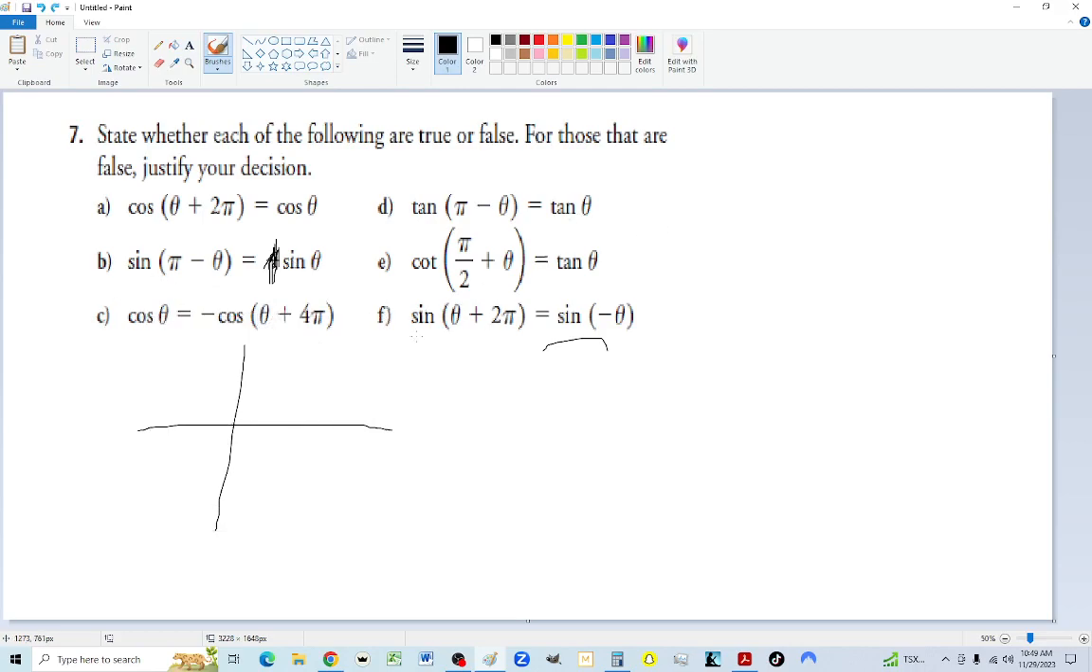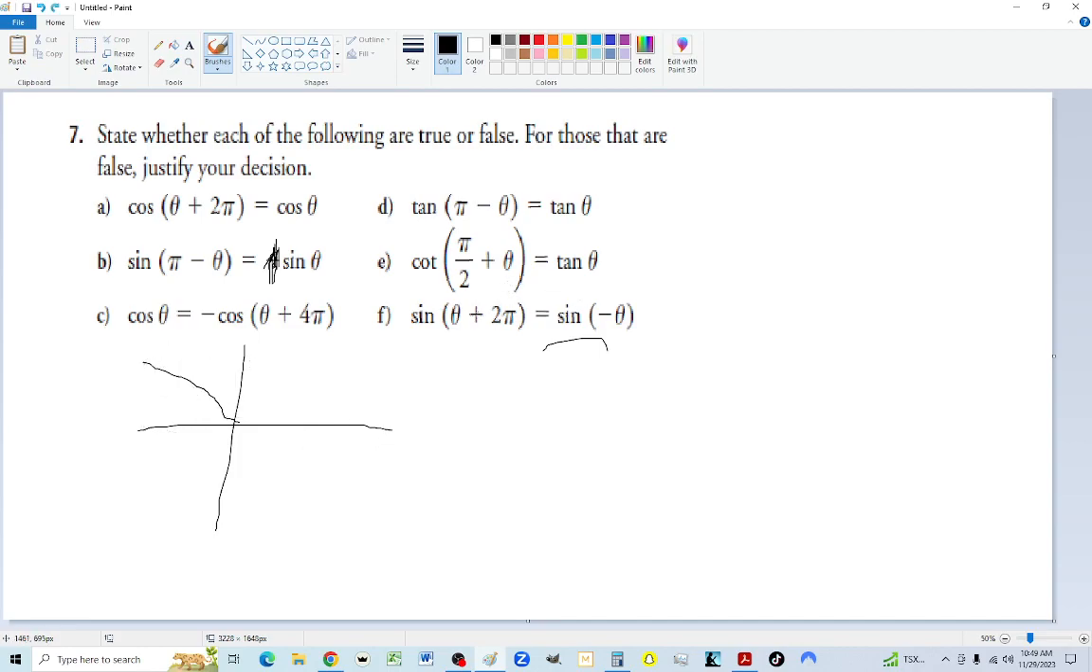What about this one? If we go pi, which is all the way to 180 degrees, and subtract the angle, in this quadrant, tan will be negative. Will it be equivalent to the tan of the angle itself? No, it won't, because tan over here is positive, tan over here is negative.